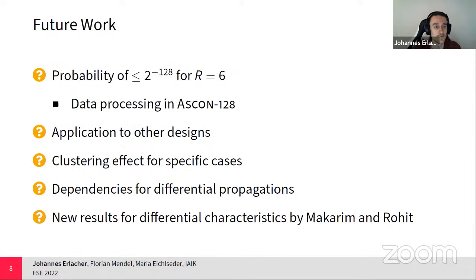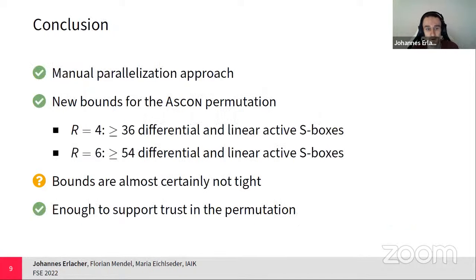So to summarize, we propose a manual parallelization approach based on Boolean satisfiability models with which we're able to prove 2 new bounds for the ASCON permutation. These bounds are almost certainly not tight, but they are enough to support trust in this permutation.